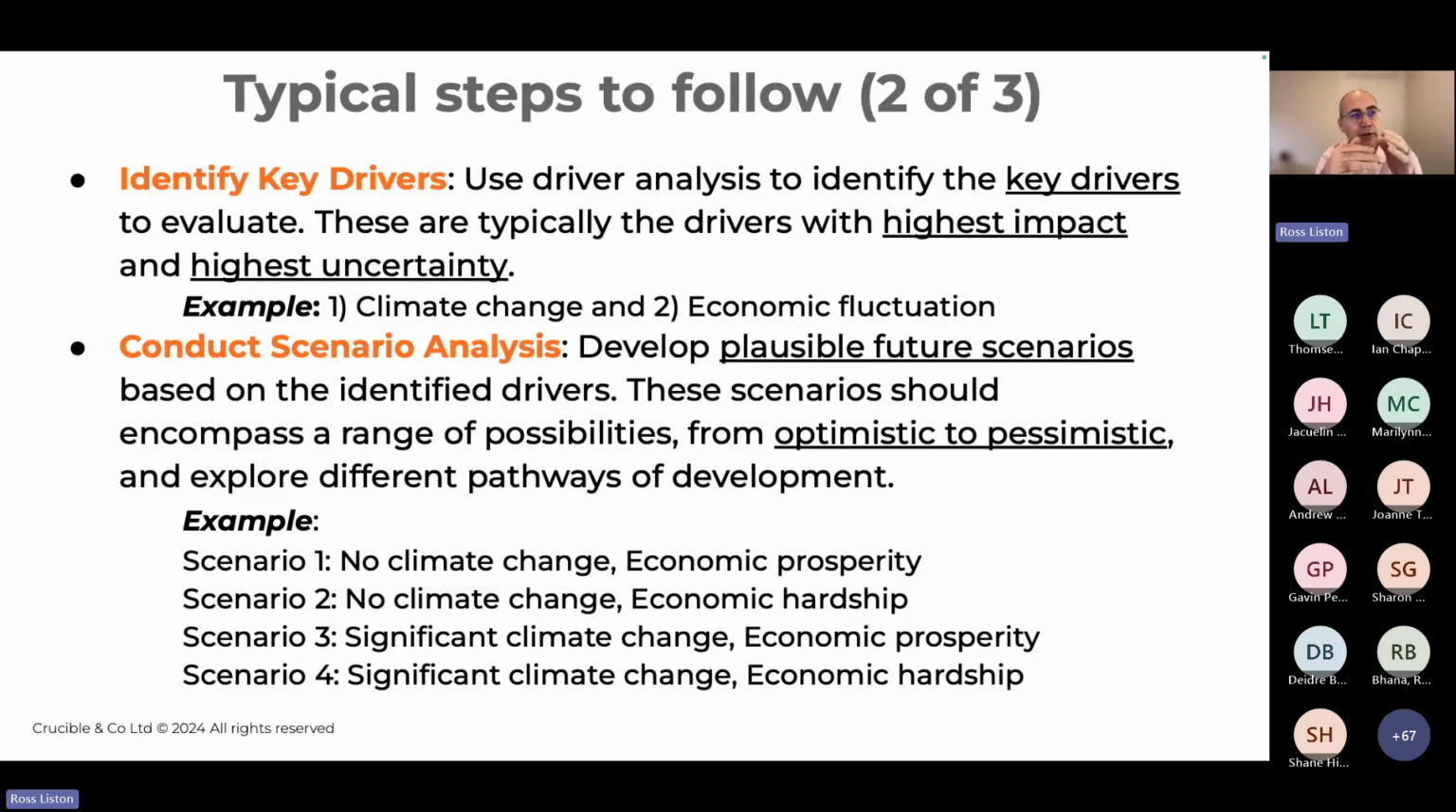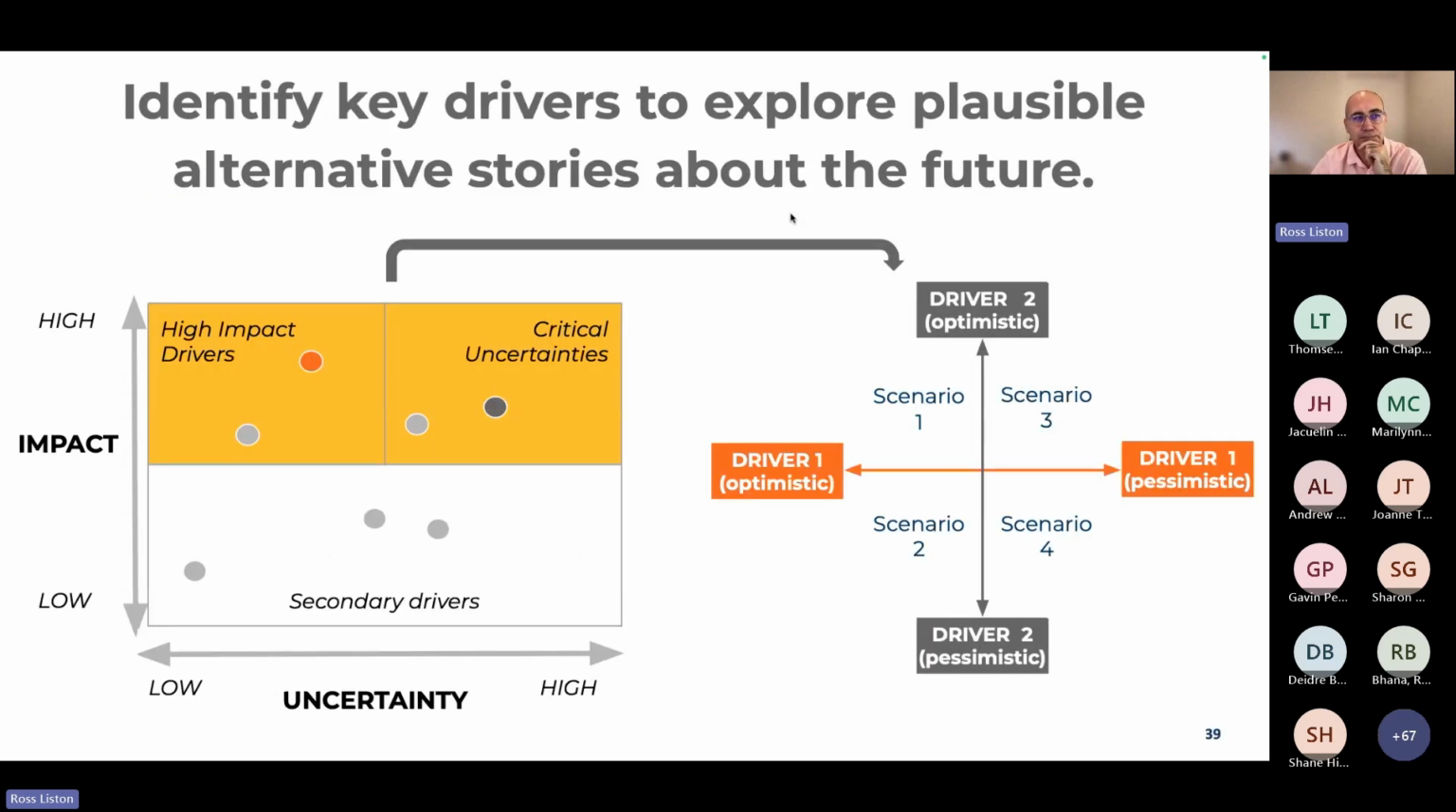So taking that through, we could have 4 scenarios. So no climate change or less than we expect it to be, with economic prosperity. Second scenario is no climate change, but we do have economic hardship. Third scenario is significant climate change, but we still have economic prosperity. And then the fourth one is significant climate change with economic hardship. And we will sort of unpack what that looks like and what that means.